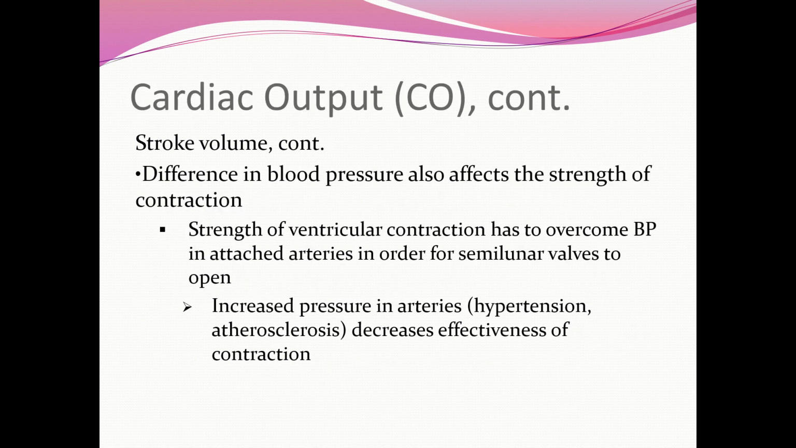The difference in blood pressure also affects the strength of the contraction. The strength of ventricular contraction has to overcome blood pressure in the attached arteries in order for the semilunar valves to open. If there's increased pressure in the arteries, as from hypertension, which is high blood pressure, or arteriosclerosis, the hardening of the artery wall, that will decrease the effectiveness of the contraction.